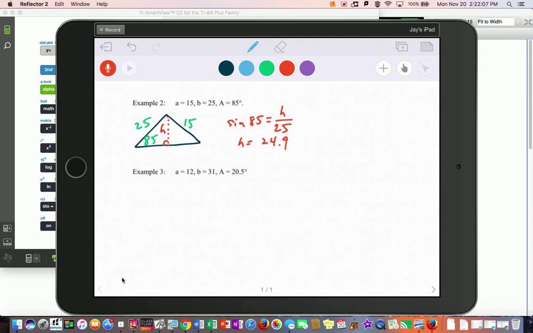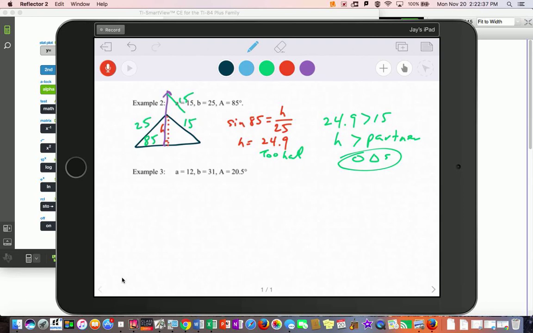Well, that means that the height is going to be somewhere up here, and 15 would be like right there. Right? Doesn't touch the ground. It's too tall. The height is too tall. So 24.9 is bigger than 15, which is, the height is bigger than the partner. 0 triangles.